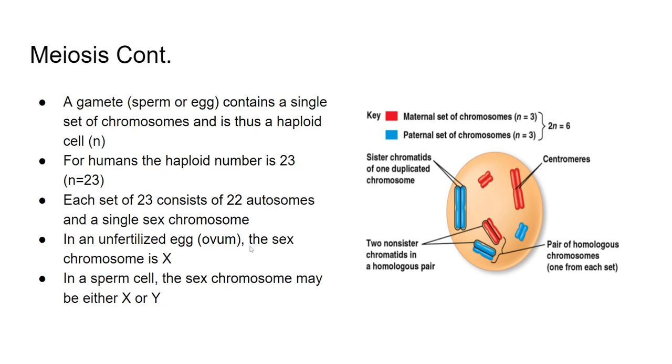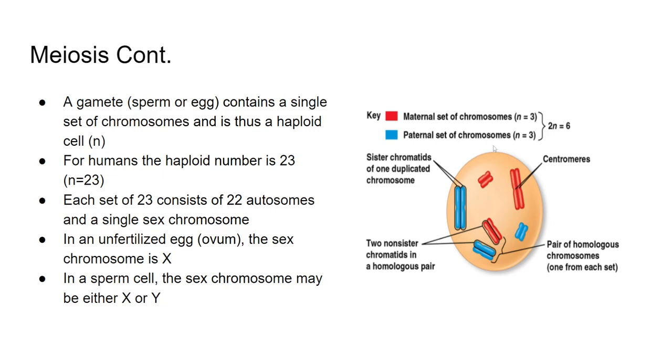In an unfertilized egg, the sex chromosome is X, and in a sperm cell, the sex chromosome may be either X or Y. So for sperm cells, we'll have 22 autosomes and one sex chromosome, which could be either X or Y. And let's say the egg had an X chromosome, so if the sperm cell had an X chromosome and the egg had an X chromosome and those two combined, X and X, will give us a female.